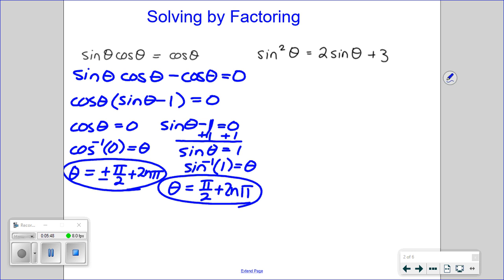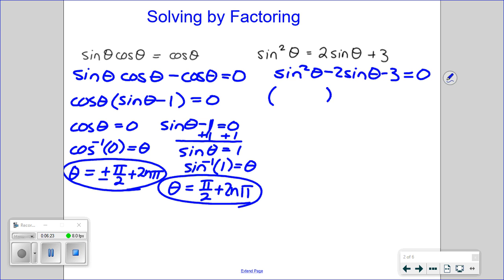So, all right, let's look at the second equation. Again, we want to start by setting the equation equal to 0. So, I'm going to subtract the 2 sine theta and subtract the 3 and set this equal to 0. All right, and then you guys, we're actually going to solve this one like we would solve a quadratic. Because notice how we have a sine squared in the first term, and then sine in the second term, and then a constant in the third term. We can actually solve this like a quadratic.